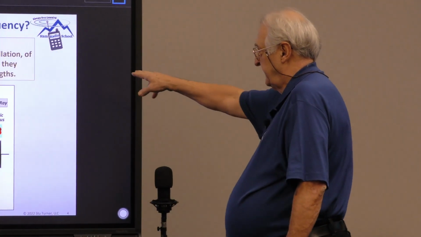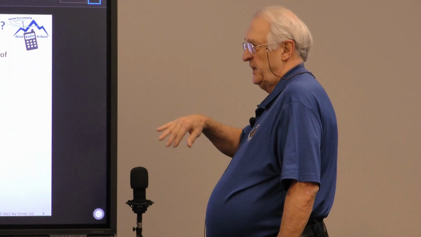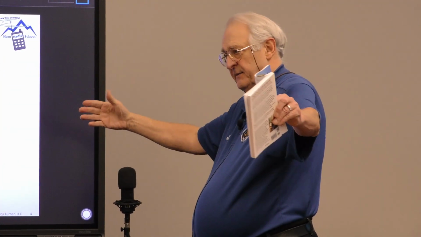And they are the lowest. The relationship of the wavelength to the frequency: the lower frequencies have the longest wavelength. And they have the biggest antennas, of course, and we'll get into that a little later. Next slide.